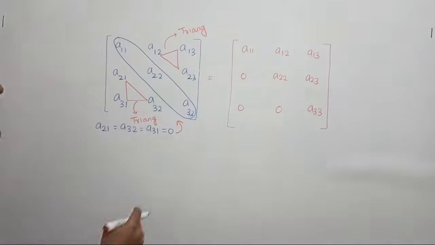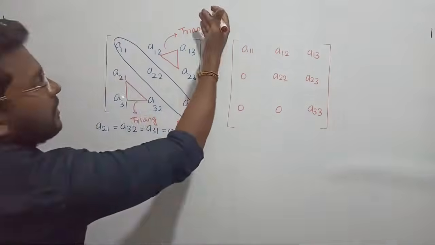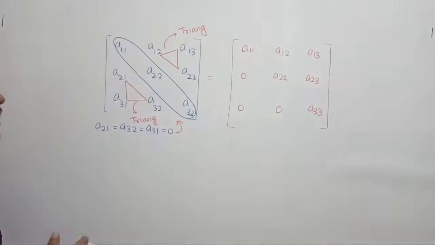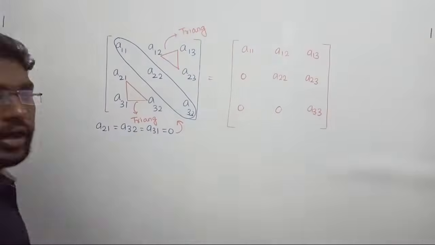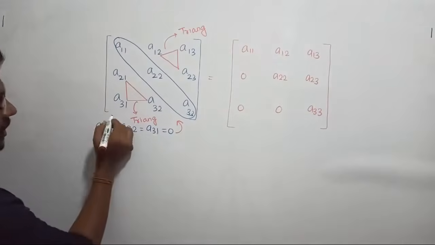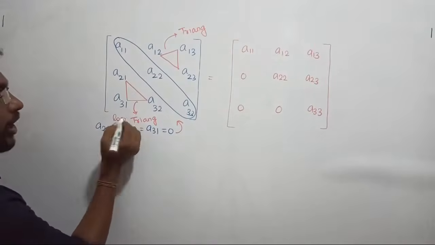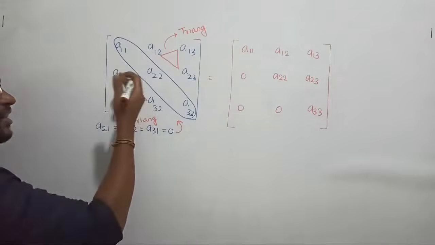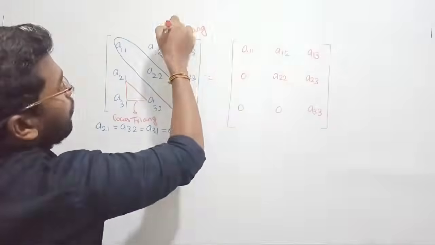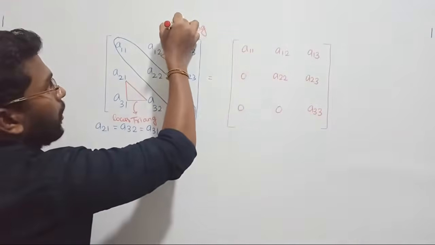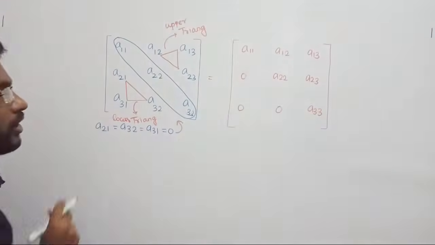Now, elements coming above the diagonal are called the upper triangle. If elements exist below the principal diagonal, then it is called a lower triangle. Do you agree? This triangle will exist, what? This is called a lower triangle. Why? Because this triangle is existing below the principal diagonal, whereas these are existing above the diagonal, that is called what? Upper triangle, and this is called the lower triangle.